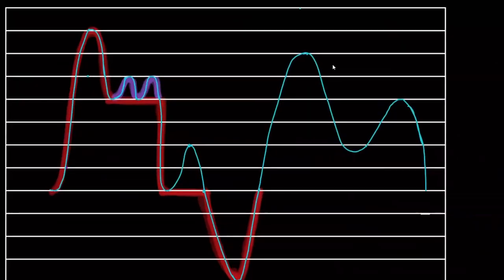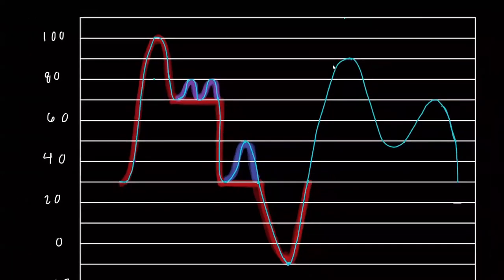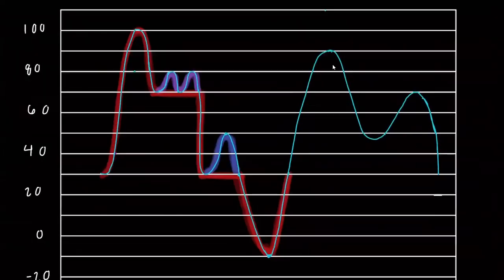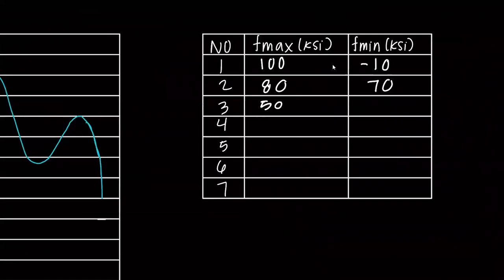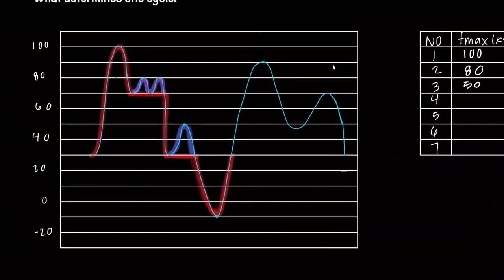Let's try to look for our third cycle. It appears to be this one, so let's highlight that. It cycles from 30 up to 50. So our max point is 50 KSI, and our min point is 30 KSI. Now let us try to find our next cycle.